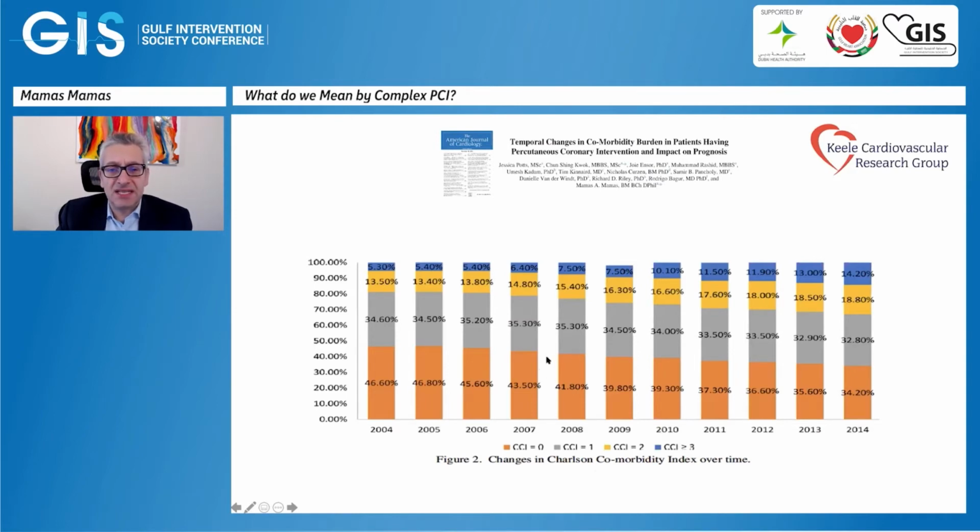And you can see this data that we published from the United States in over 6 million patients, that 1 in 6 patients by 2014 is severely comorbid. The numbers now are closer to 1 in 5 patients. And so in contemporary practice, we're increasingly encountering multimorbid patients.